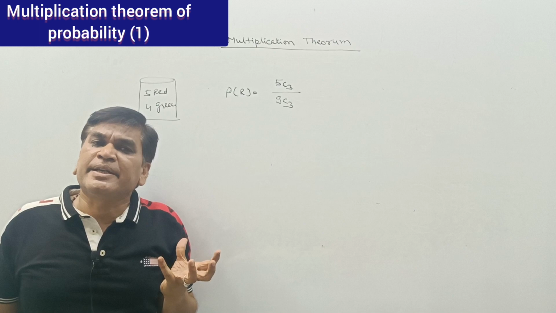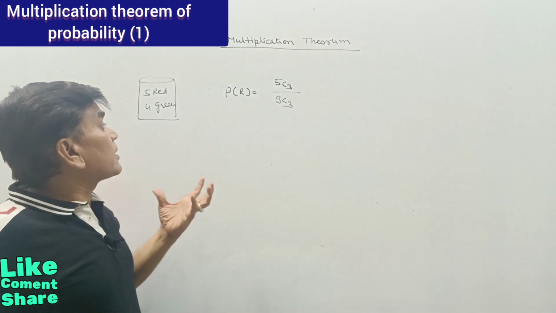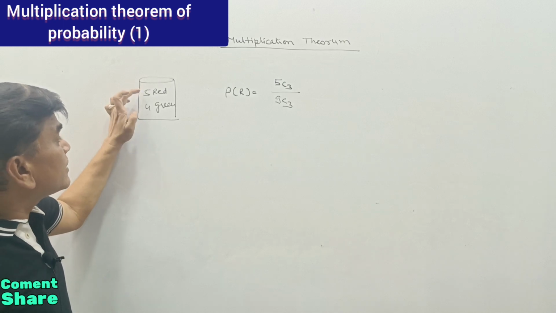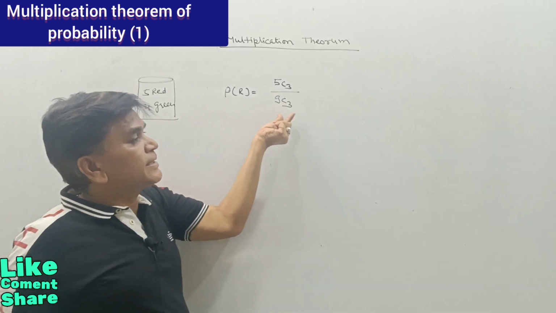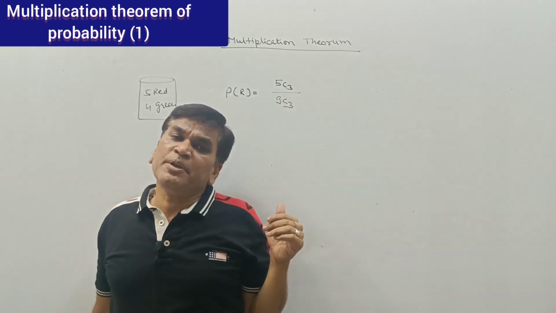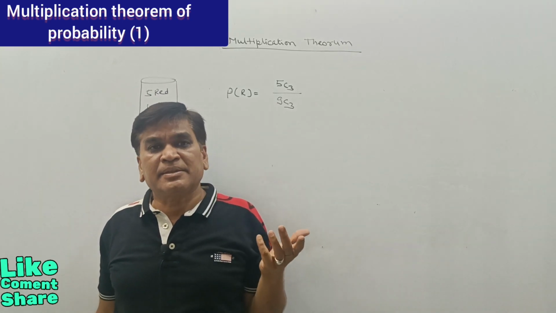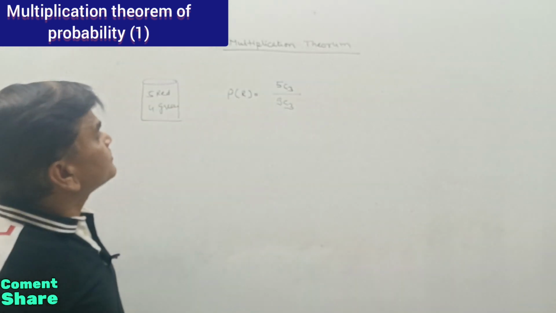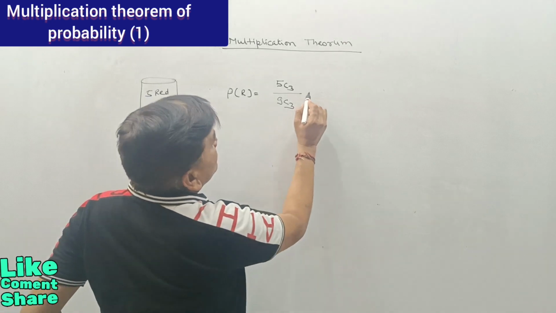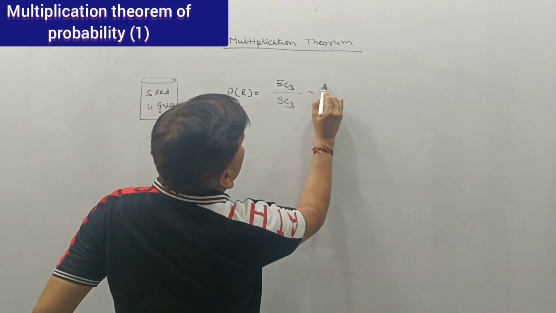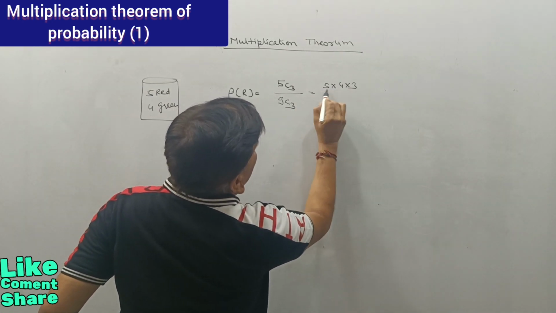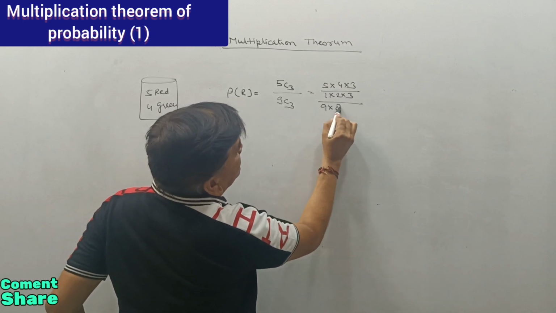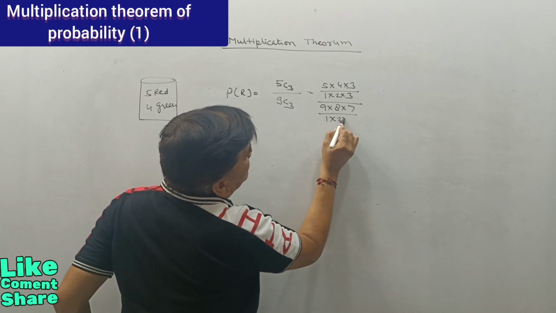3 balls are drawn at random. The total number of ways of getting 3 balls out of 9 is 9C3, and for all 3 balls to be red, it is 5C3. Solving this, we have 5 multiply 4 multiply 3 divided by 1 multiply 2 multiply 3, over 9 multiply 8 multiply 7 divided by 1 multiply 2 multiply 3.